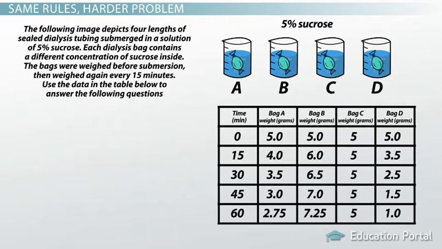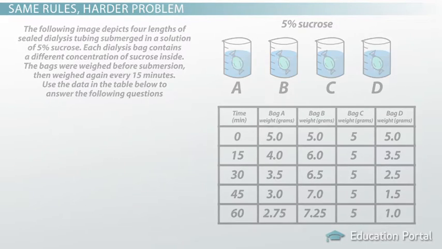In the first column, we see time in 15-minute intervals over the course of an hour. Then we see the weights of each of the dialysis bags over time. Column C really stands out to me because its weight didn't change at all. It looks like bag B got heavier over time, and both bags A and D got lighter. So I know it's recorded in the table, but how does any of it relate to biology?